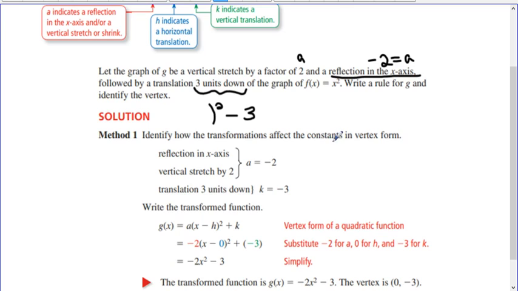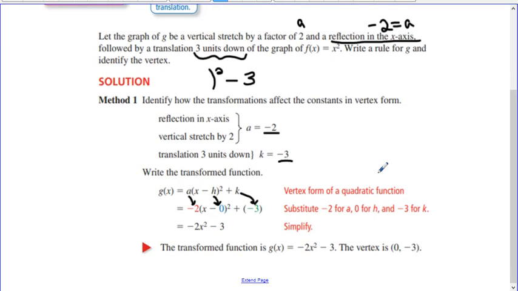Identify how the transformation has affected the constants in vertex form. So we have our reflection in the x-axis and vertical stretch by 2. Both of those mean that a is negative 2. A translation 3 units down means that k is negative 3. So when we replace negative 2 for the a, 0 for the h because we have not moved it right or left, and negative 3 for the k, we simplify this. x minus 0 just stays x. Keep the squared, negative 2x squared, and then minus 3 at the end.